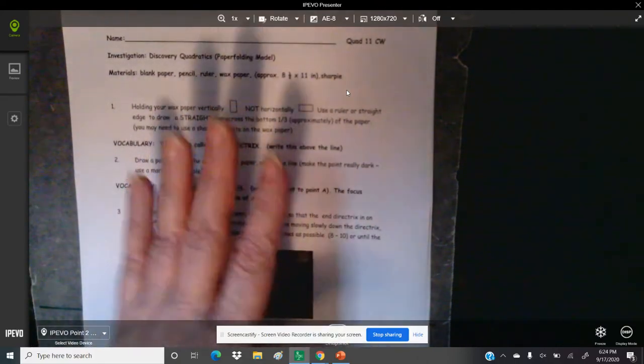You can use regular paper. However, I have wax paper. It's hard to see on here, but it's just wax paper. The reason I like to use wax paper is you can see through it, so it makes the exercise a little bit easier. So the first thing the exercise asks you to do is to take your paper and hold it vertically like this, sort of like an 8.5 piece of paper, so that it would look like this.